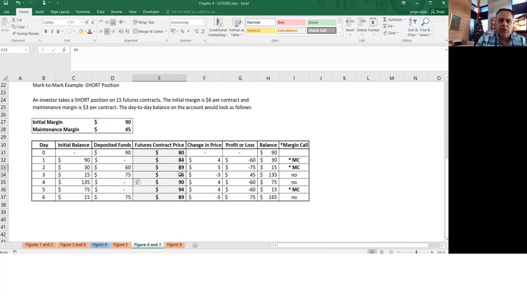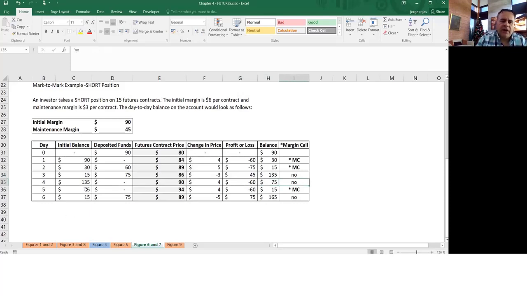From day 2 to day 3, there was a drop of $3 per contract. In this case, it's a gain to you because you're short 15 contracts. So you have a profit of 45 plus the 90 that you had in the morning, you end up with 135. You don't have any margin calls. Day 4, you start with 135. There are no deposited funds required from a margin call. There is a gain of 4 per contract. You lose 60, but with 75, your ending balance is above 45, so there are no margin calls.